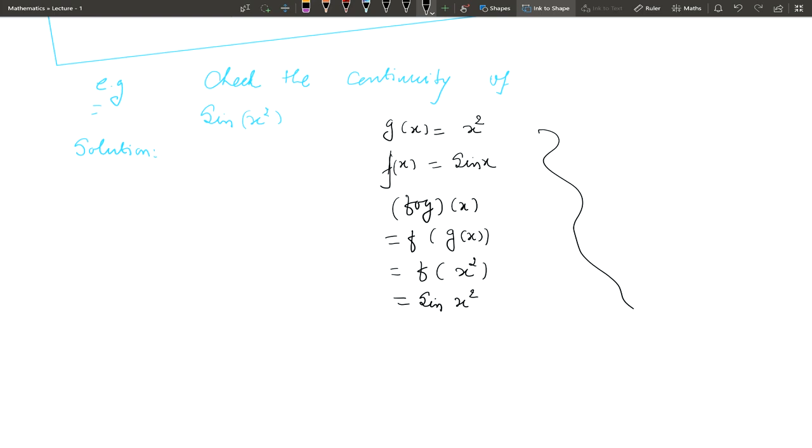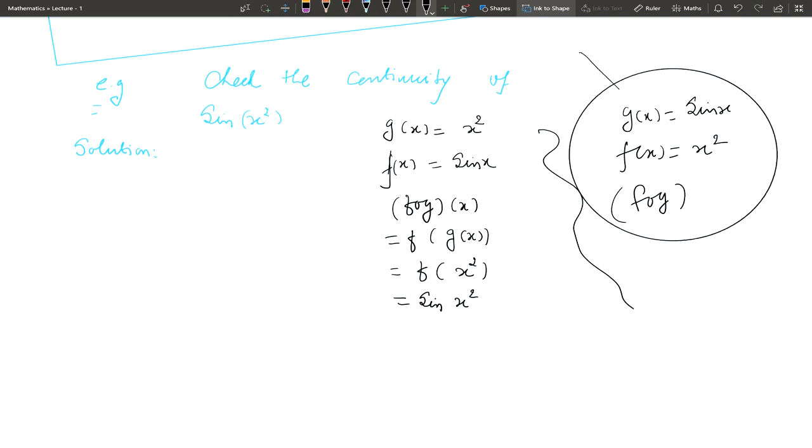So here we have defined them randomly. If you are not getting sine of x square, you can change the function. You can take g of x equal to sine x and f of x equal to x square, and you can try f of g. So no need to take any tension about how to find this composite function.